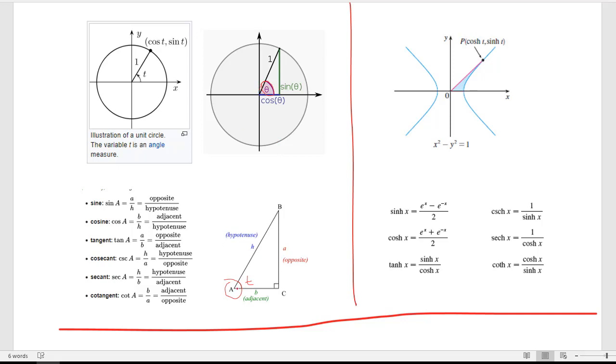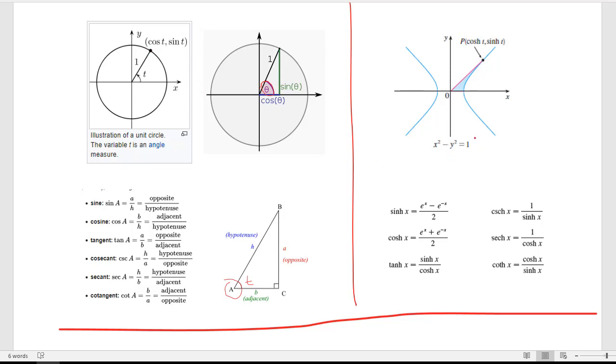So sine of theta was defined as being opposite over hypotenuse, and we can see that definition here. Cosine of theta was defined as being adjacent over hypotenuse. Based on these definitions, we look at the relationship to the unit circle and the point on that unit circle.